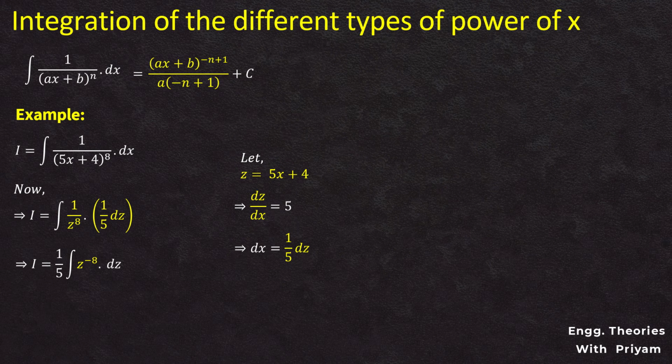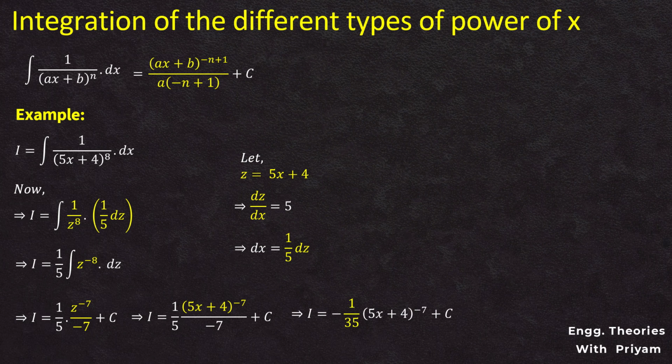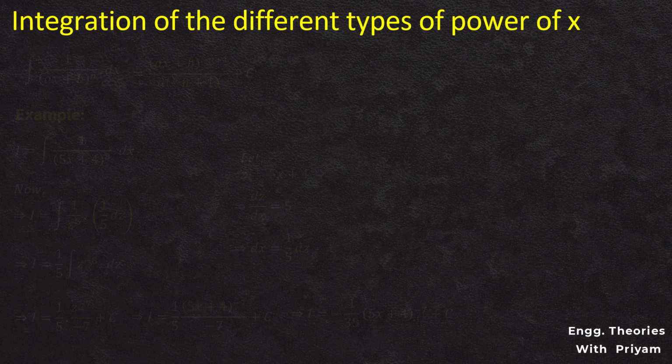The integration of z to the power minus 8 can be performed according to the integration of x to the power n, and the result will be I is equal to 1 by 5 z to the power minus 7 divided by minus 7 plus the integration constant c. Now we can replace 5x plus 4 in the place of z. Then the integration will look like I is equal to 1 by 5 into 5x plus 4 to the power minus 7 divided by minus 7 plus the integration constant c, which can be simplified as I is equal to minus 1 by 35 into 5x plus 4 to the power minus 7 plus the integration constant c. So here we have performed the integration based on power of x.